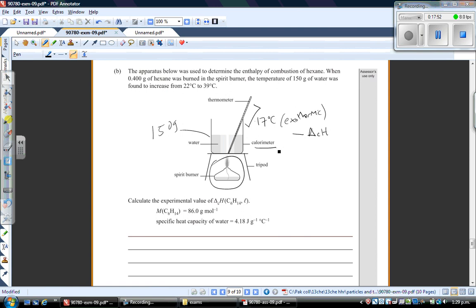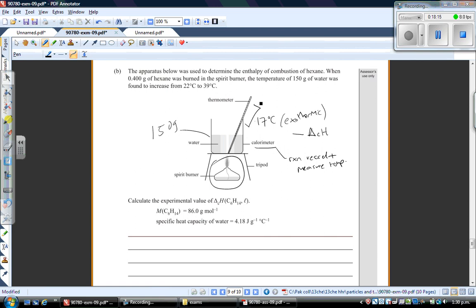A calorimeter in thermochem is simply a reaction vessel plus a means to measure temperature. So in this case we have a thermometer. In general terms, a calorimeter in thermochemistry is a reaction vessel where you put some sort of chemical inside it, and then you can measure the temperature change for the reaction.